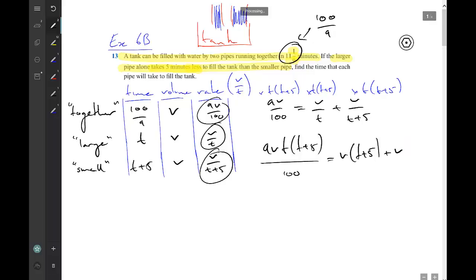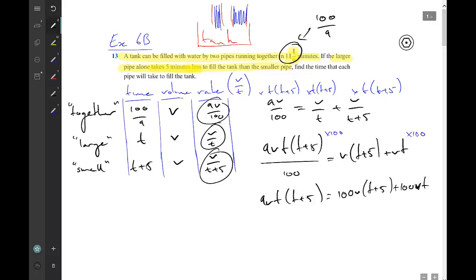These are not my finest T's ever. Let me try that again. Okay, so now it's starting to look better. So I'm going to go ahead now and multiply both sides by 100, just again to make life easy. Note, this is not necessarily a mandatory step. If you wanted to do these two steps together, that's perfectly fine. So I end up with 9V(T plus 5) equals 100V(T plus 5) plus 100VT.